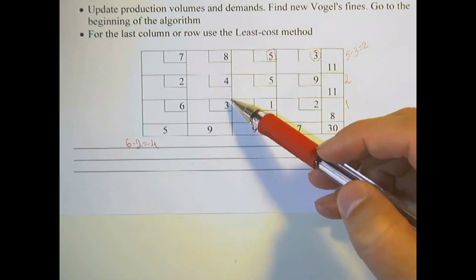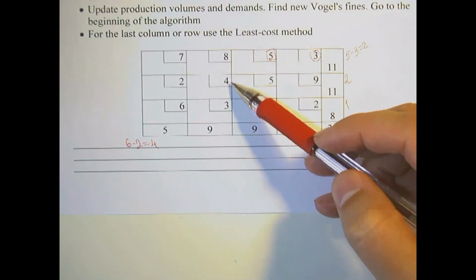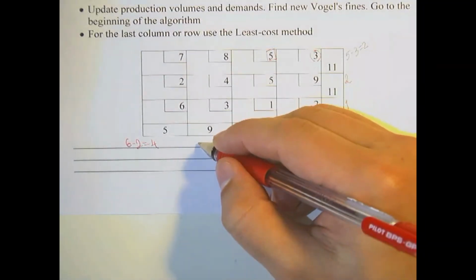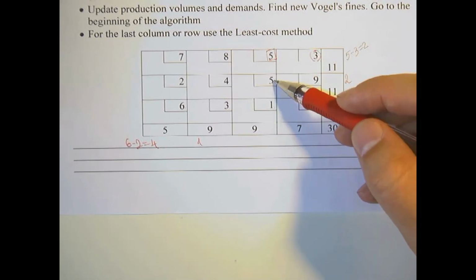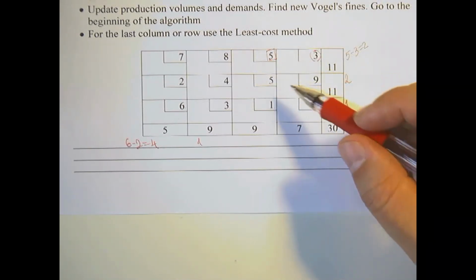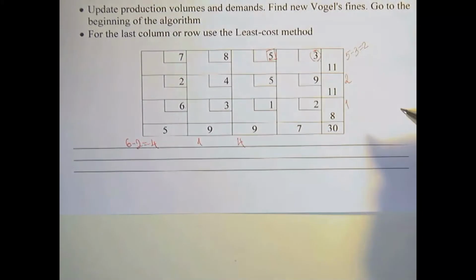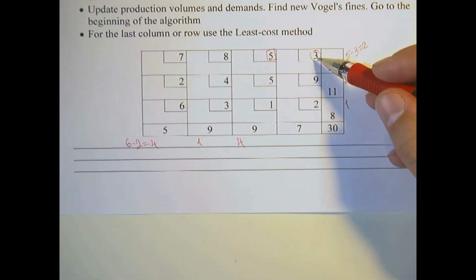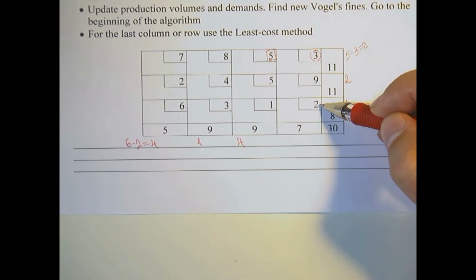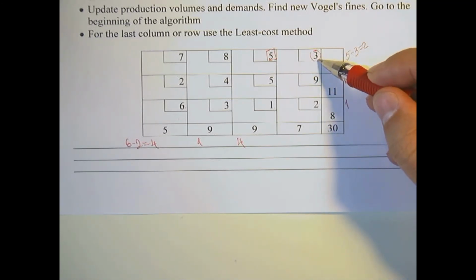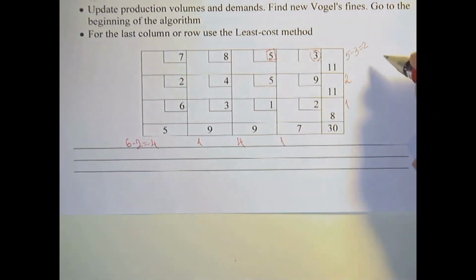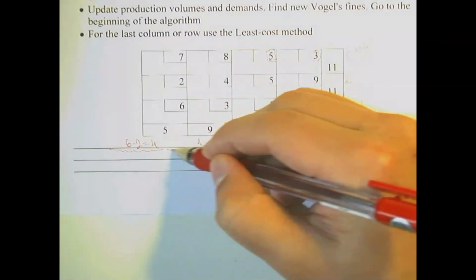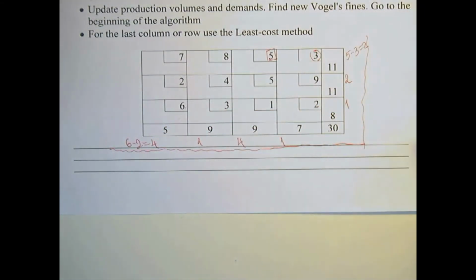For the second column, the minimum is 3, the next minimum is 4, and 4 minus 3 is 1. For the next column, the minimum is 1, the next minimum is 5, it doesn't matter which one, so Vogel's fine is 4. For the last column, the minimum cost is 2, the next one is 3, and the difference is 1. It is the first step, and we consider such a border to mark the first step.